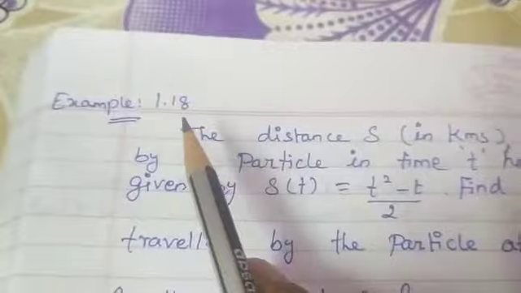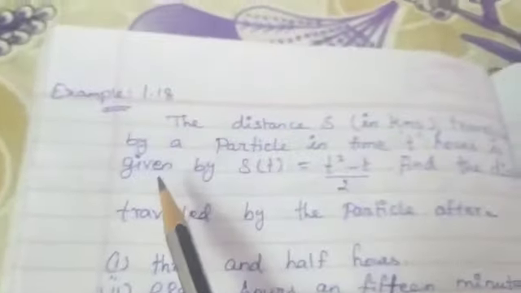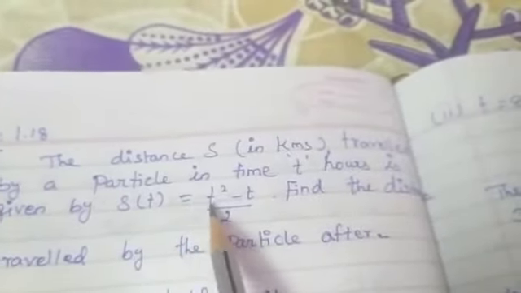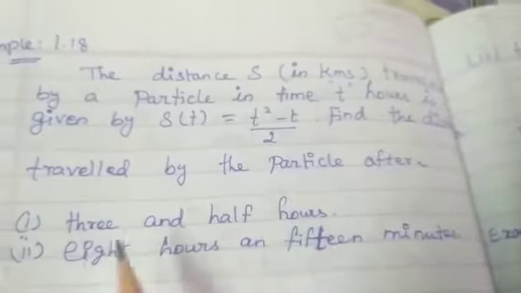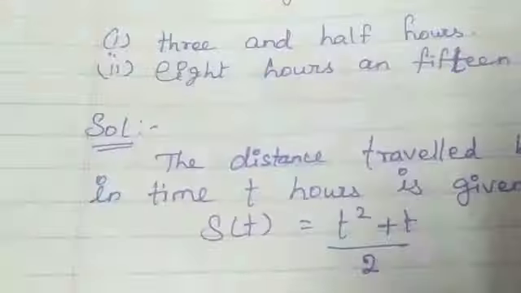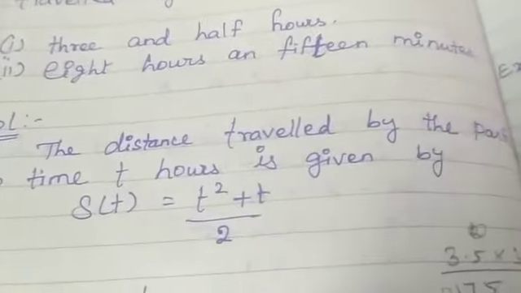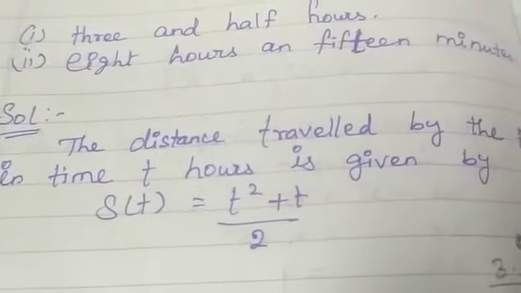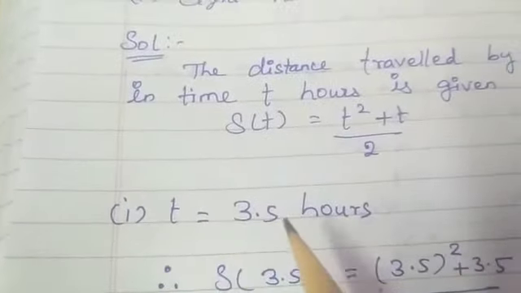So our next example is number 18. The distance S in kilometers traveled by a particle in time t hours is given by S of t equal to t square plus t by 2. Find the distance traveled by the particle after first part is 3.5 hours and the second part is 8 hours and 15 minutes. So in solution, the distance traveled by the particle in time t hours is given by S of t equal to t square plus t by 2, and first part t equal to 3.5 hours.